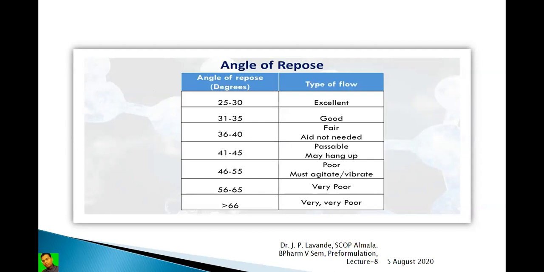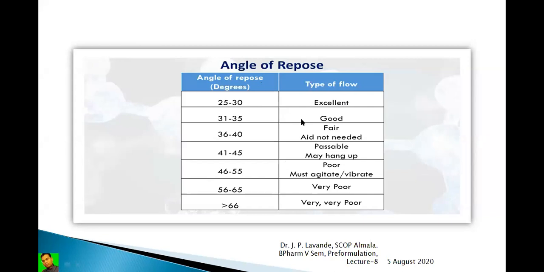Now, if we want to express the angle of repose and the type of flow for the given powdered material, from this particular table, we can make different expressions. If the value of the angle of repose, that is the tan theta, which we saw in the particular formula, is between 25 to 30, then we can say that the powder material will possess excellent flow properties.